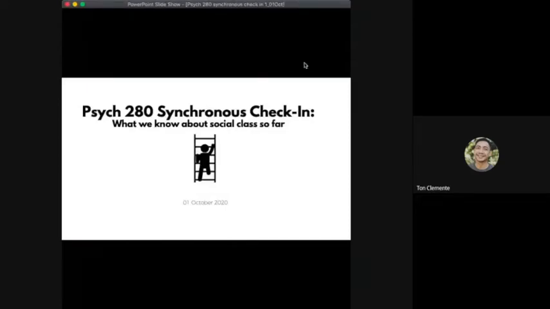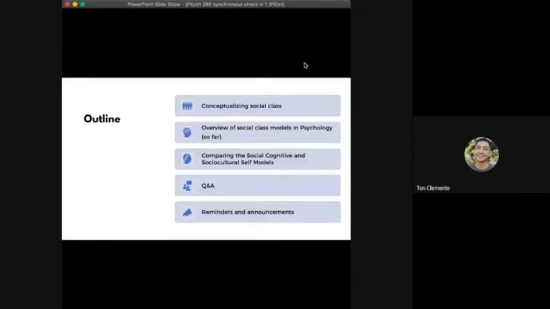Sige. So ito yung ating brief outline. I'll just emphasize yung psychological conceptualization of social class. And then I'll just provide a very, very brief overview of the two social class models that you've read so far. And then, kagaya na nabanggit ko kanina, hopefully the bulk of our discussion will focus on answering the question. So the point of the questions really is to force us to compare the two models.